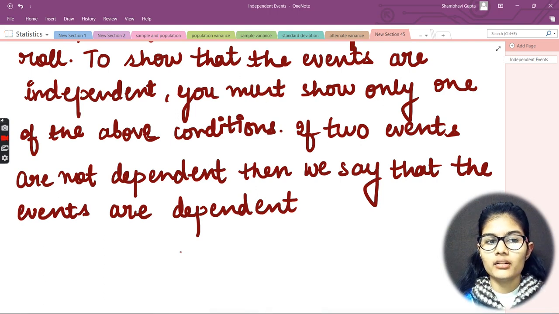Now the sampling can be done in two ways: with replacement or without replacement. These are the two methods with which sampling can be done. The first one is with replacement, and the second is without replacement. We'll see both of these in detail in the next video, not right here.